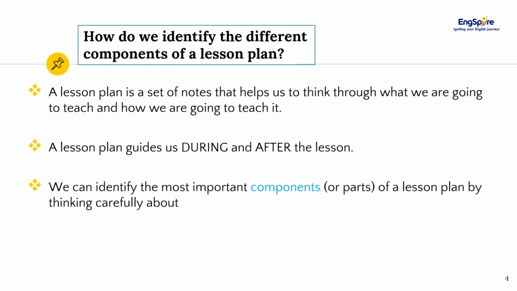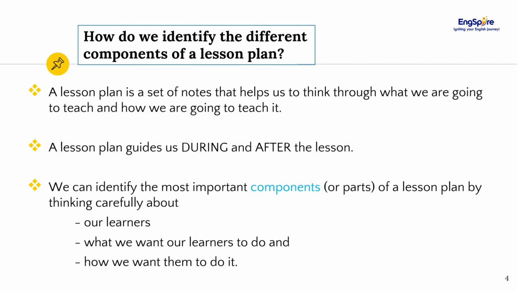To identify the main components of a lesson plan, we need to think about three important questions. First, who are our learners? We need to consider their level, needs, interests, and possible difficulties. Second, what do we want our learners to do? This helps us decide our lesson aims and learning outcomes. Third, how do we want them to do it? This helps us choose appropriate activities, methods, and materials.